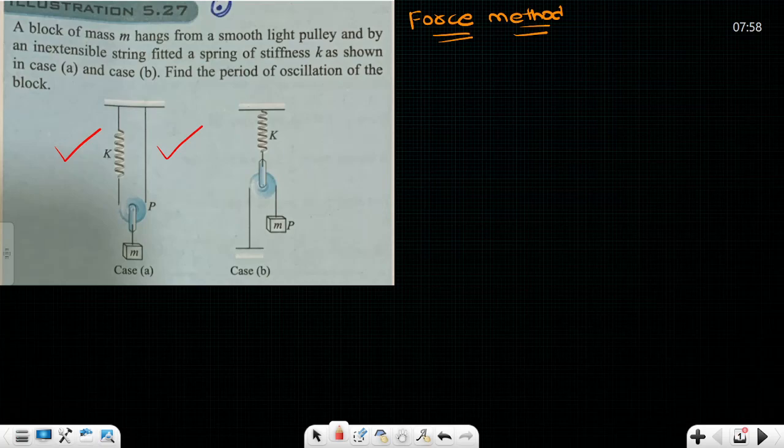So if it elongates by 10, 5 will be given to the right hand side string and 5 will be given to the mass. Therefore, both the left hand side spring and right hand side string will have the equal length. Now, let's start doing this problem using force method.